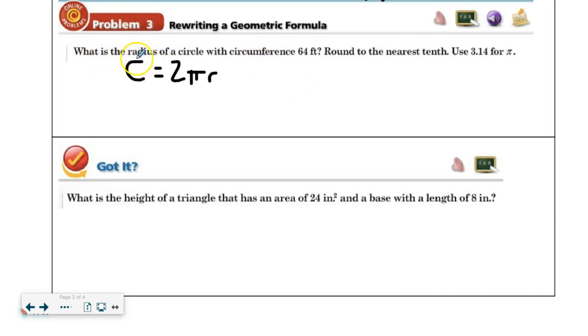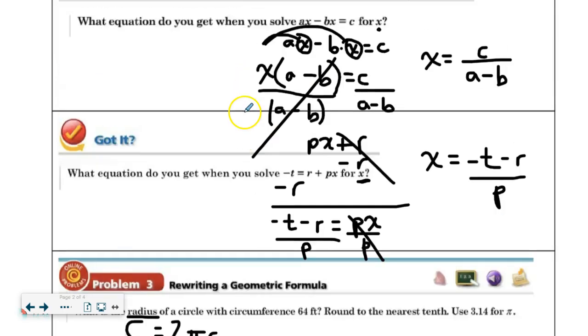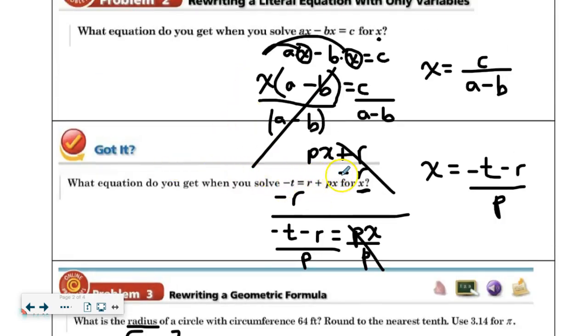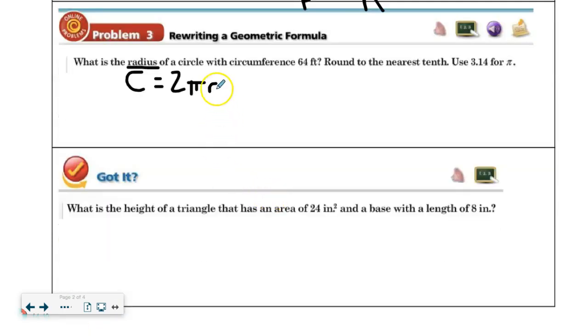It says, what is the radius, which is kind of implicitly saying, rewrite this equation in terms of r, which we did up here. What equation do you get? I want to solve this equation for r. How am I going to do that?